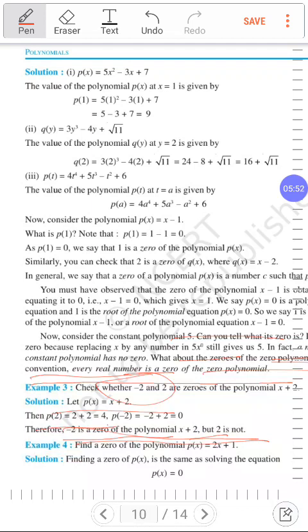Okay? Now if you will see example 4, find the zero of the polynomial x plus 2.